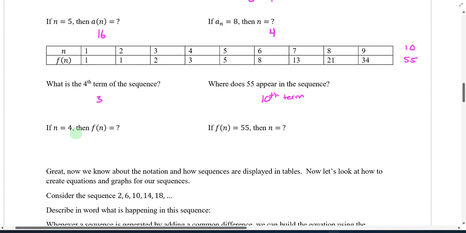Okay. So now again, using more formal notation here, if n equals 4, then f of n equals, well, that's exactly what they asked here, just using the mathematical notation. So if n is 4, then we know f of n is 3. Then we go here, if f of n equals 55, right? So if the term value is 55, here's 55, then what is n? What is its location? Well, it's 10. It's the 10th term. So that's how we read that notation. That's how we use that notation to describe where we are at in a sequence or what a value is in a sequence.